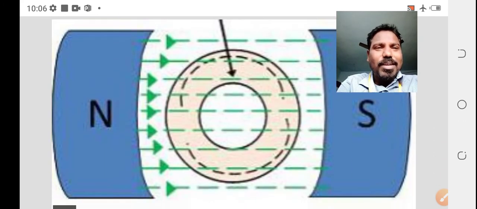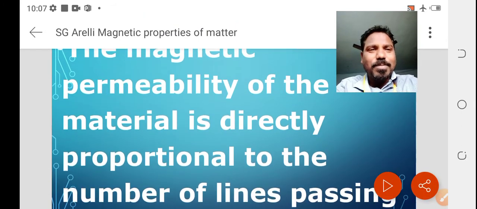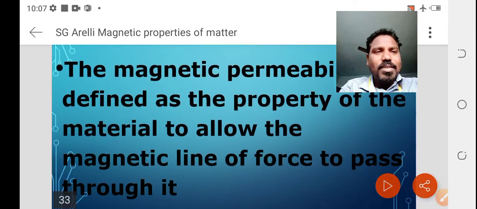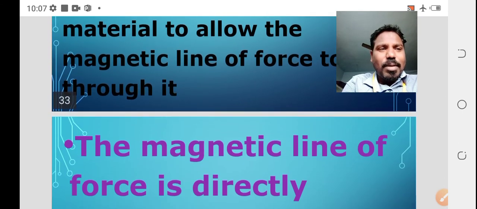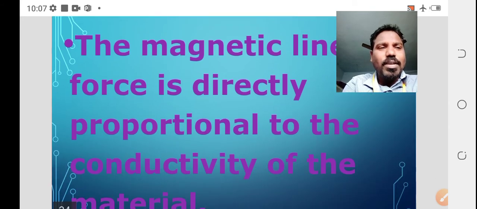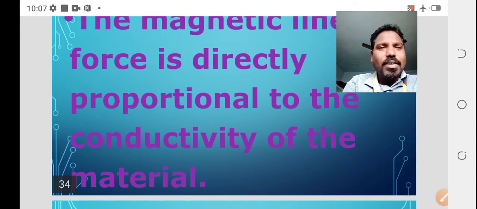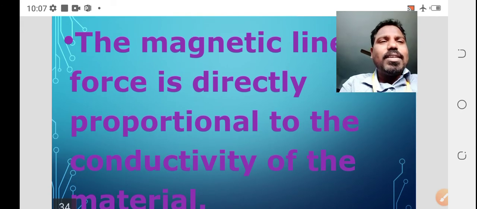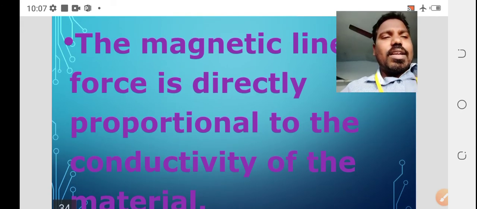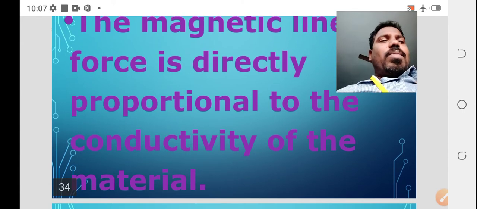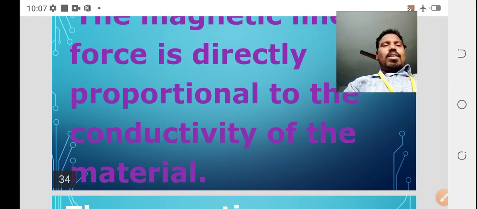See, this is a magnetic material. Through this magnetic material, the arrow marks are indicating lines. The lines which are passing through this magnetic material are called magnetic flux. So that is the definition. The magnetic line of force is directly proportional to the conductivity of the material.